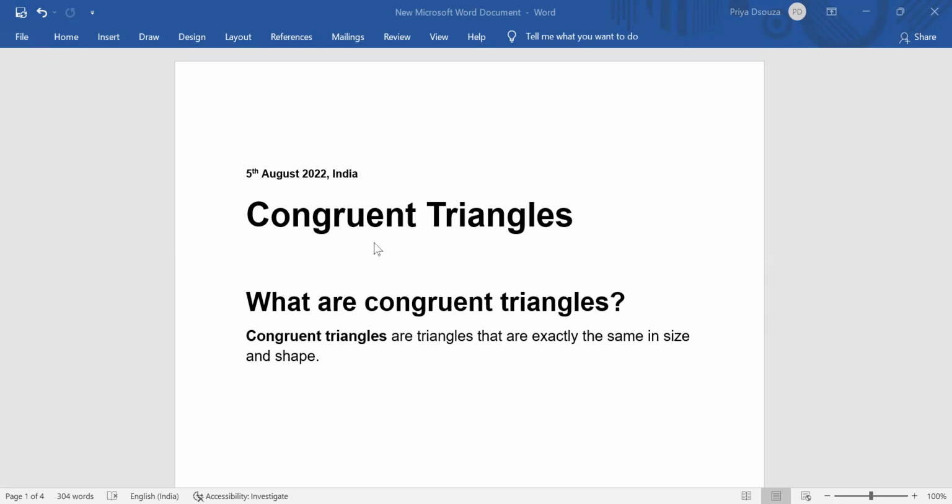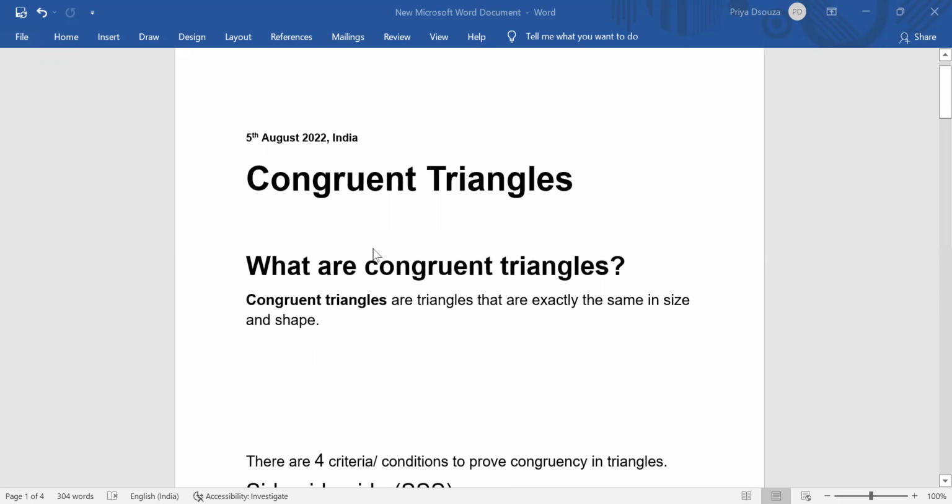Okay, in this session, we will talk about congruent triangles. We'll talk about what exactly congruency is and how to identify congruent triangles, and of course, the conditions to establish congruency between two triangles. So now, what are congruent triangles?